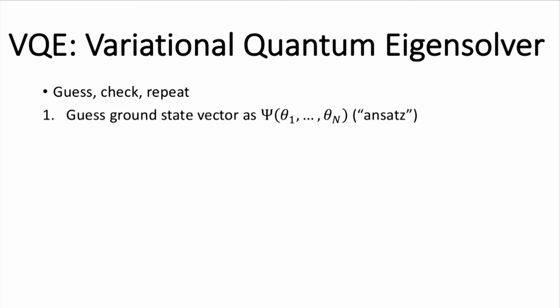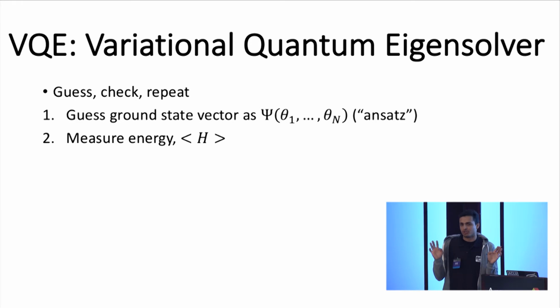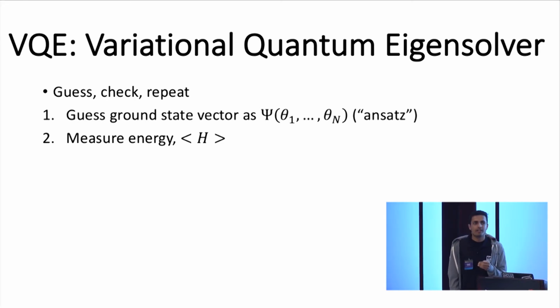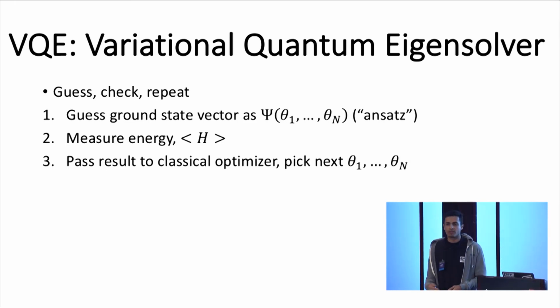And then the second part is to check. Checking means we measure for this potential ground state, what is its energy? What is the expectation value of H, which is that Hamiltonian matrix? So we've done the guess, we've done the check, and then we repeat. We repeat kind of intelligently. We hand off these results to a classical coprocessor, which then guides the search for where to look next for our new angles, theta 1 through theta n, in the next iteration. And that's all it is. We just repeat. So this is the point where we're going to switch to the demo.